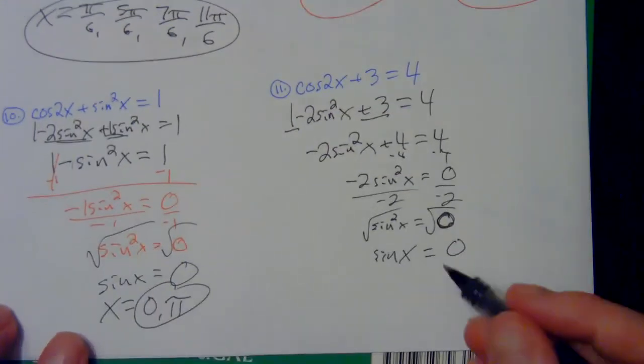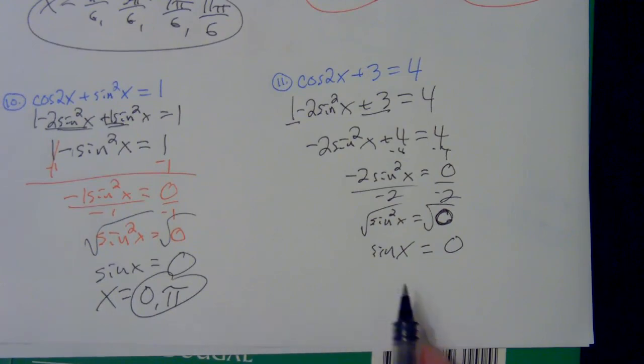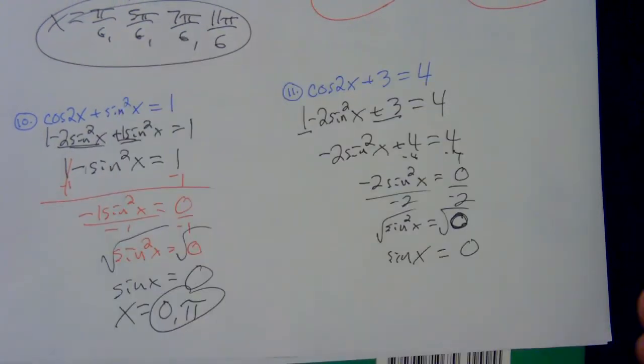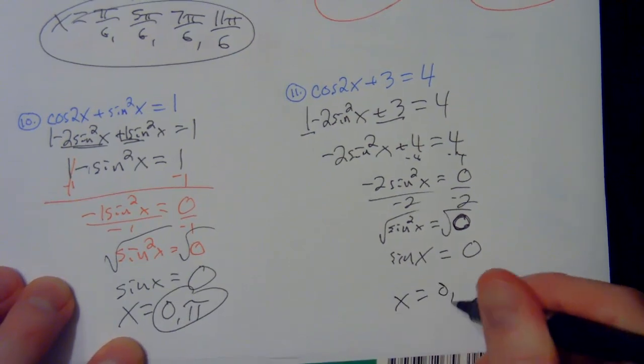And then you're doing the same thing. So on your unit circle where your y value is 0, that's right there and right there. So this is going to be 0 and pi.